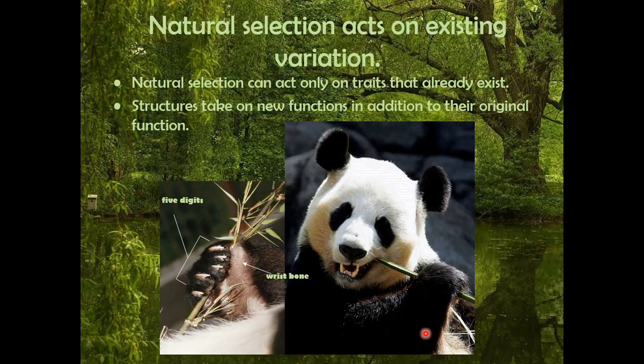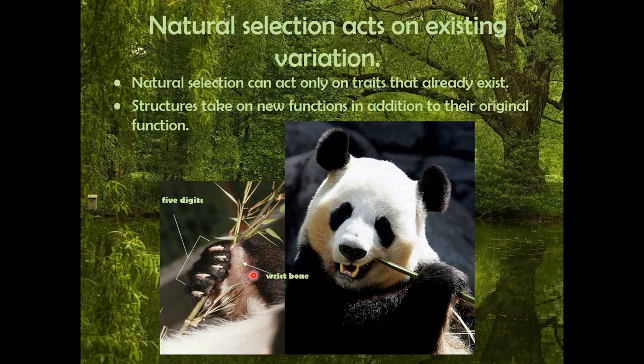For example, this panda has a modified wrist bone that allows it to grasp the bamboo. Since pandas are bears, they do not have opposable thumbs. Notice that all 5 fingers are on one side of the hand, but it is a great advantage for the panda to be able to grasp its bamboo in order to eat it. So the wrist bone has been modified in order to make that grasping possible.